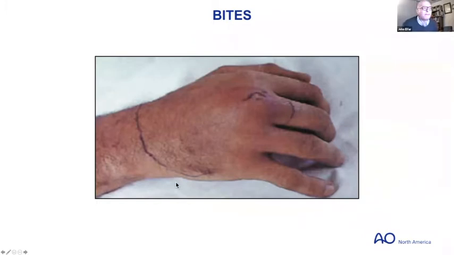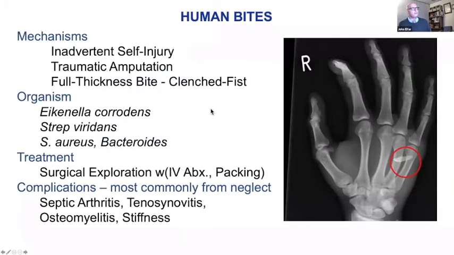Now we're going to talk about bites. This is the best picture I could find when you expand it. It's pretty blurry. This is a fight bite, a bite suffered in an altercation. Here are the holes directly over the metacarpal phalangeal joint. The mechanisms, I have never seen it inadvertent. I've always seen it through bites with a patient with a clenched fist.